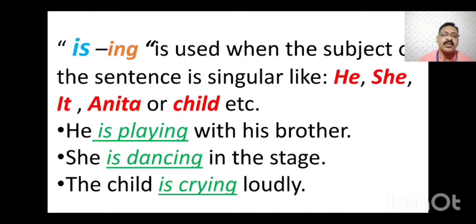So in all these three cases we see is added with the verb, and ing is added to it. So is playing, is dancing, is crying. These three verbs along with the helping verb is and the verb in the ing form show that the work is going on now, at present it is continuing, it is not over yet. So in this type of sentence, where the work is in process, we have to use is if the subject is singular, and ing with the verb.